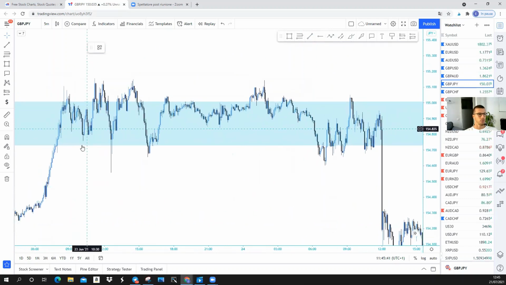Yeah, all right. With our nice consolidation, here we had the last push to the upside, grabbing some liquidity. Usually I like to see a bigger grab of liquidity, a bigger spring. Here we didn't really have it that way.